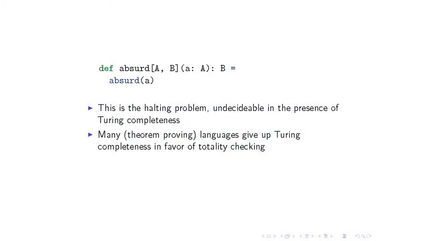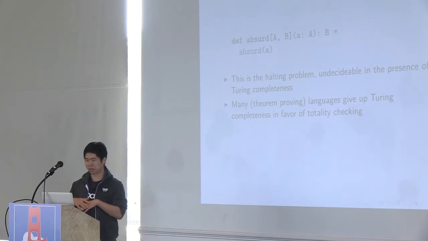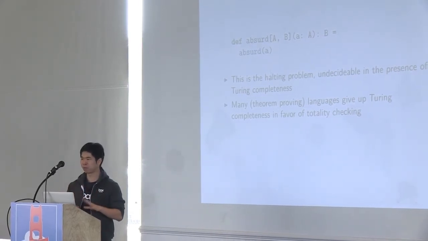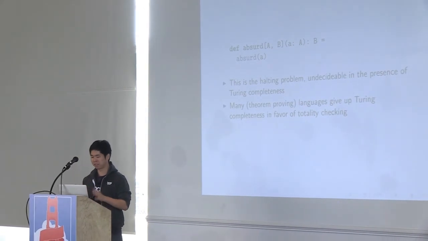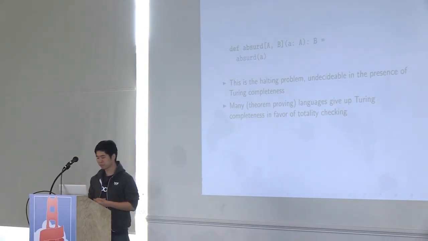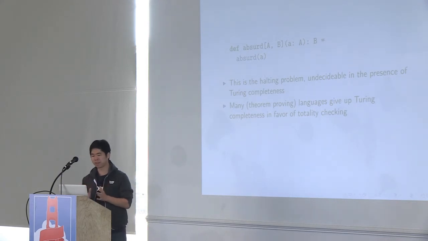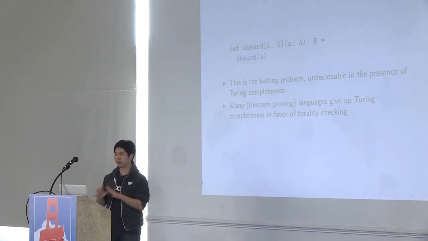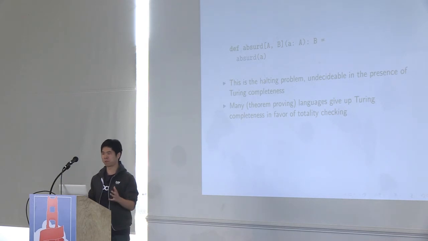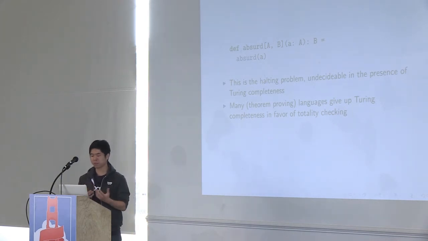As a fun fact, many theorem-proving languages or many dependently typed languages give up Turing completeness in favor of totality checking, because a lot of these theorem-proving languages are based around the fact that if your program type checks, you've essentially proved your theorem. This is sort of related to the second half of my talk. If you were able to make something like this absurd function compile, then you've now basically broken the logical framework in which your theorem prover lives. So they give up Turing completeness to make sure that your functions do terminate.